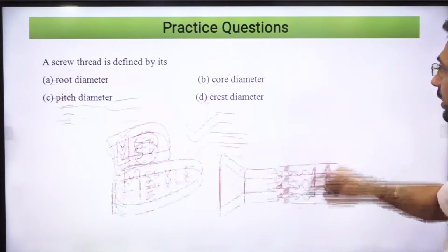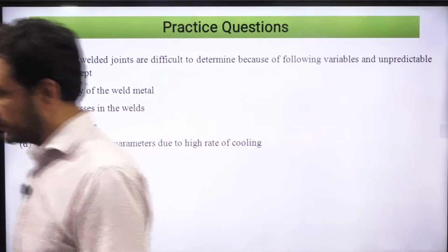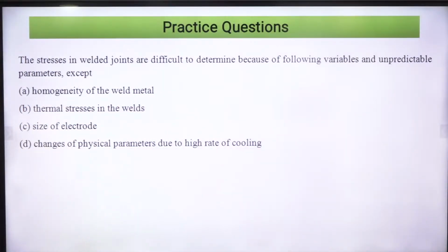Okay. Let's go ahead. Go through this question and try to answer. Then we'll discuss. Stresses in the welded joints are difficult to determine because of the following variables and unpredictable parameters, except. That means you have to find out the parameter which is not responsible for this difficulty.